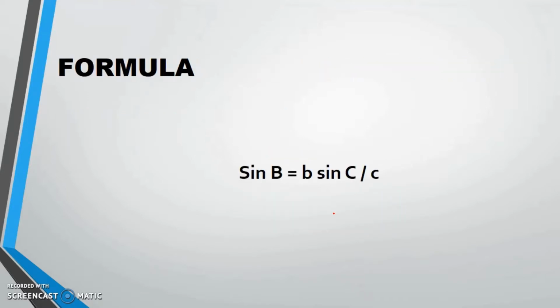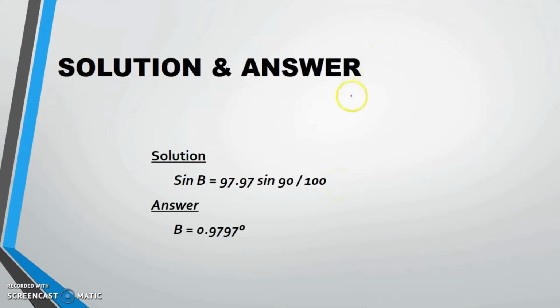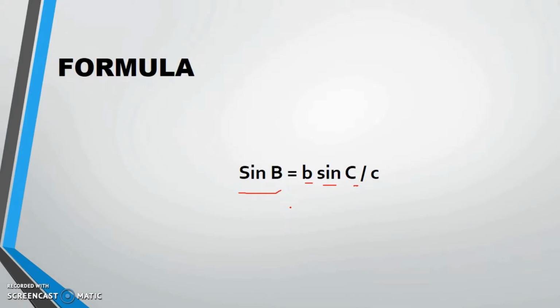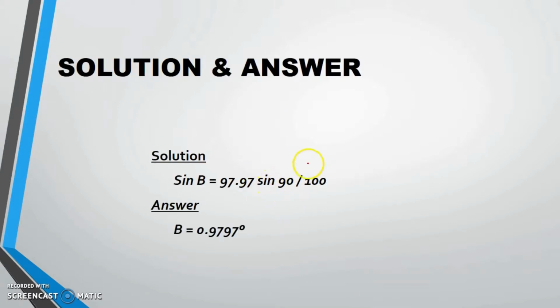So, using the standard formula for the solution of the quadratic equation and taking the positive root, now that we know our ground speed, we can use the sine rule to calculate the heading the helicopter should follow. So sine B equals b sine C divided by c. So sine B equals 97.97, which is coming from here, times sine 90 divided by 100.